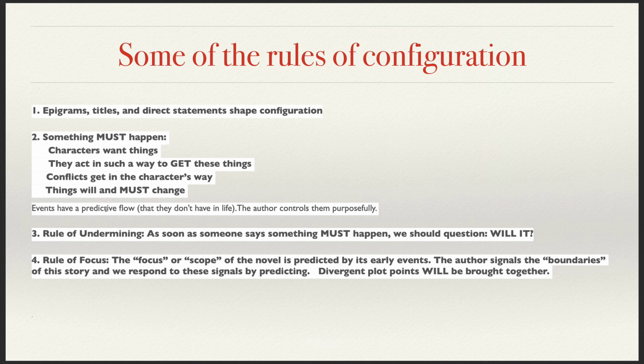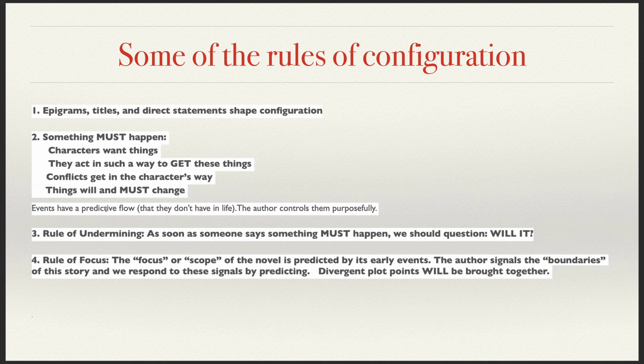So there aren't that many rules of configuration. There are a few. For example, things like epigrams, titles, direct statements. If somebody says, this will not stand, well, that's actually a rule of undermining as well. That's number 3. There are certain kinds of statements made in movies and books that should immediately make you look at the whole structure of the book.